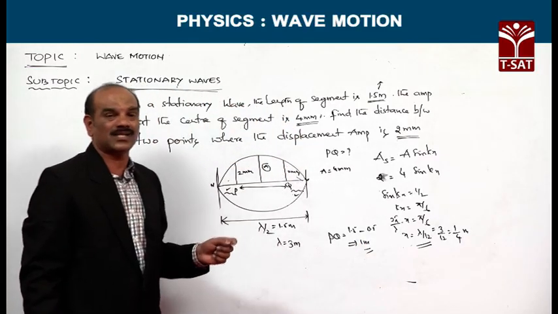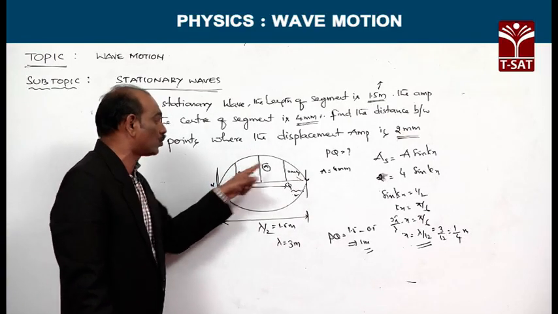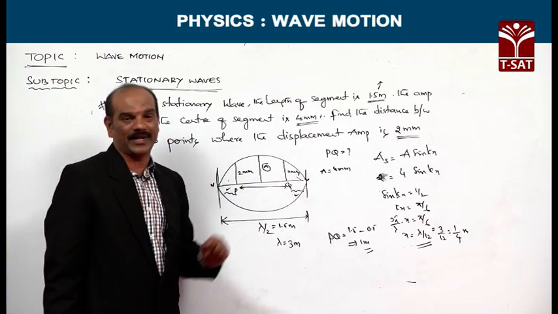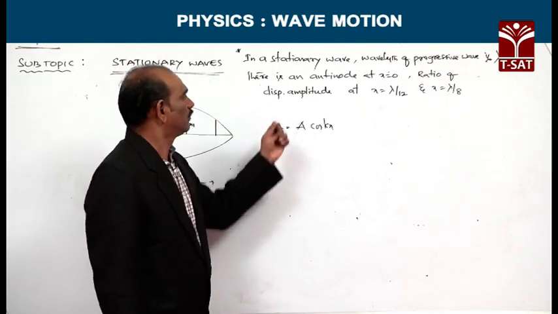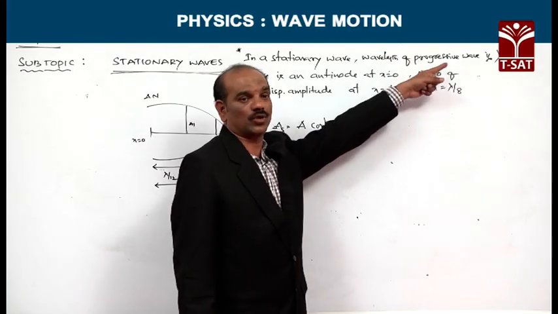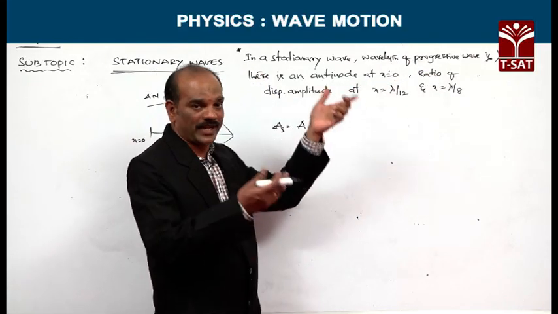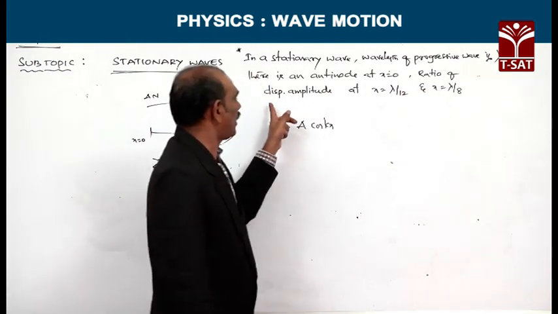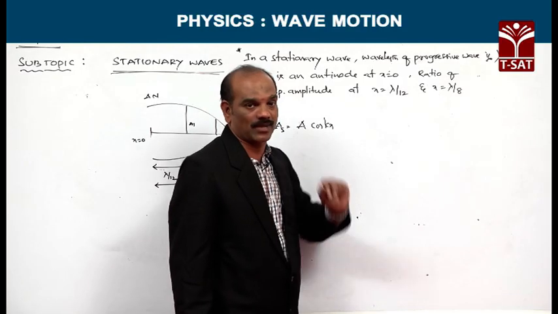Therefore, the distance between the 2 points whose displacement amplitudes are 2 millimeters is 1 meter. So this type of model they may ask in the exam. Let us see one more problem of stationary wave. The wavelength of the progressive wave is lambda. There is an antinode at x = 0, meaning a free end. Find the ratio of amplitudes at x = lambda by 12 and x = lambda by 8.